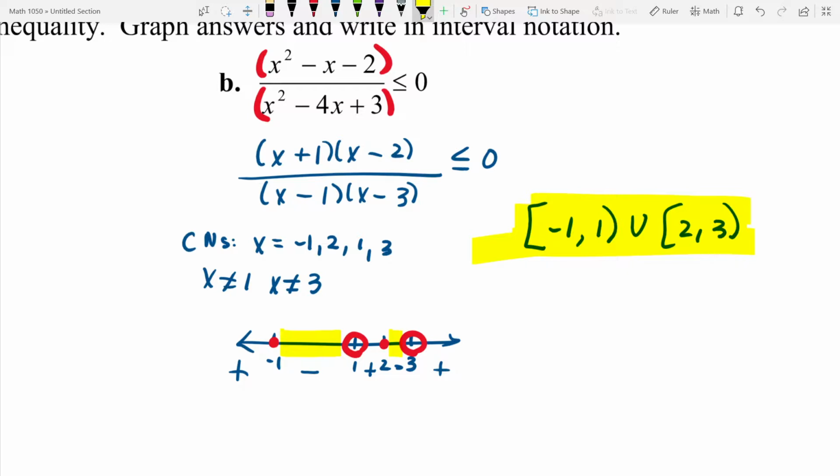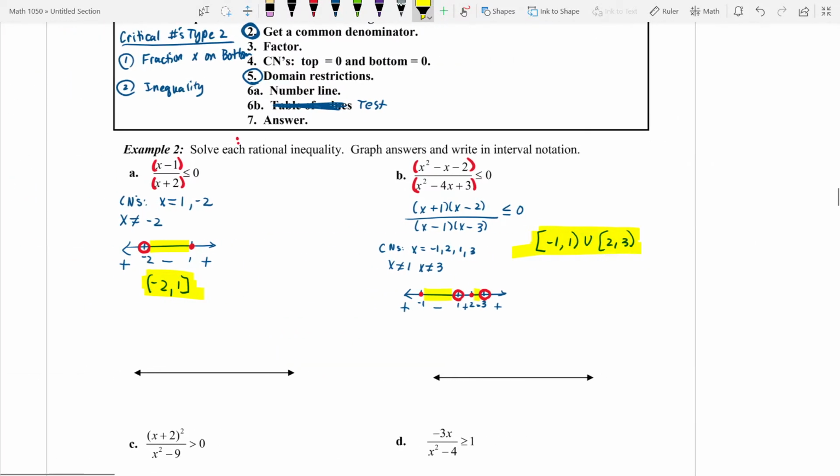Every single time I teach this, someone says, why are some parentheses and some brackets? Answer. Because they're open and closed circles. Why open and closed circle though? Restrictions. Restrictions. Yep, good. Okay, it is going to get tougher.